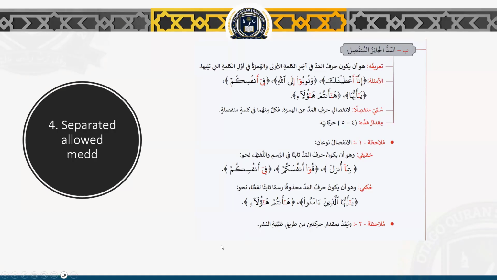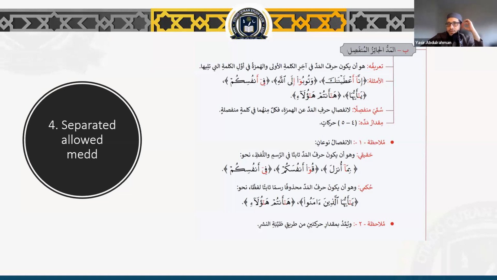So you said that the separated allowed med was optional? Yes, it's optional but in different qira'at. So in our case, the qira'ah we are studying is 4 to 5 haraka from the way of Shatibiya. But other qira'at, they do it 2 haraka, yes.